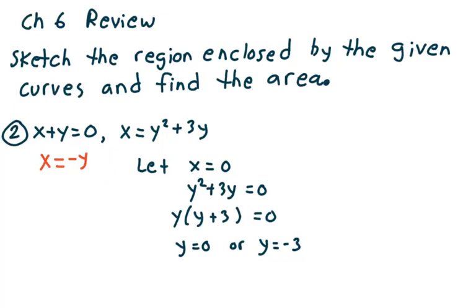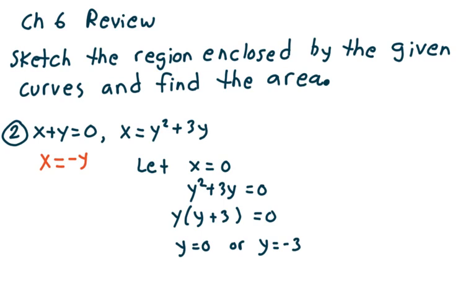This is a video from the Chapter 6 review. The directions say to sketch the region enclosed by the given curves and find the area. So the curves are x plus y equals 0 and x equals y squared plus 3y.